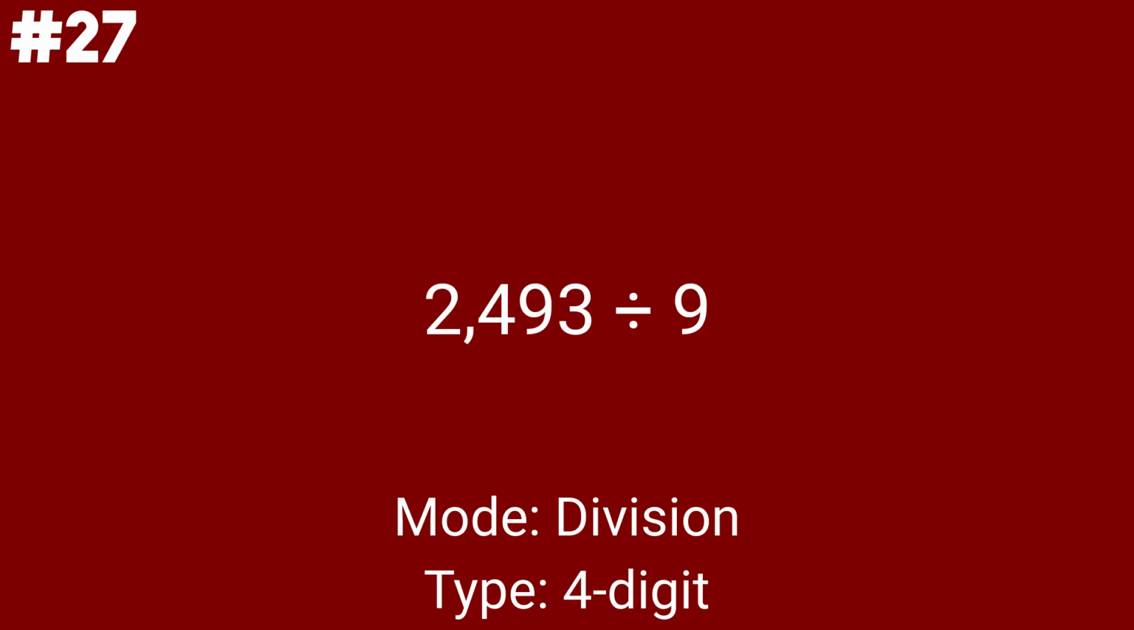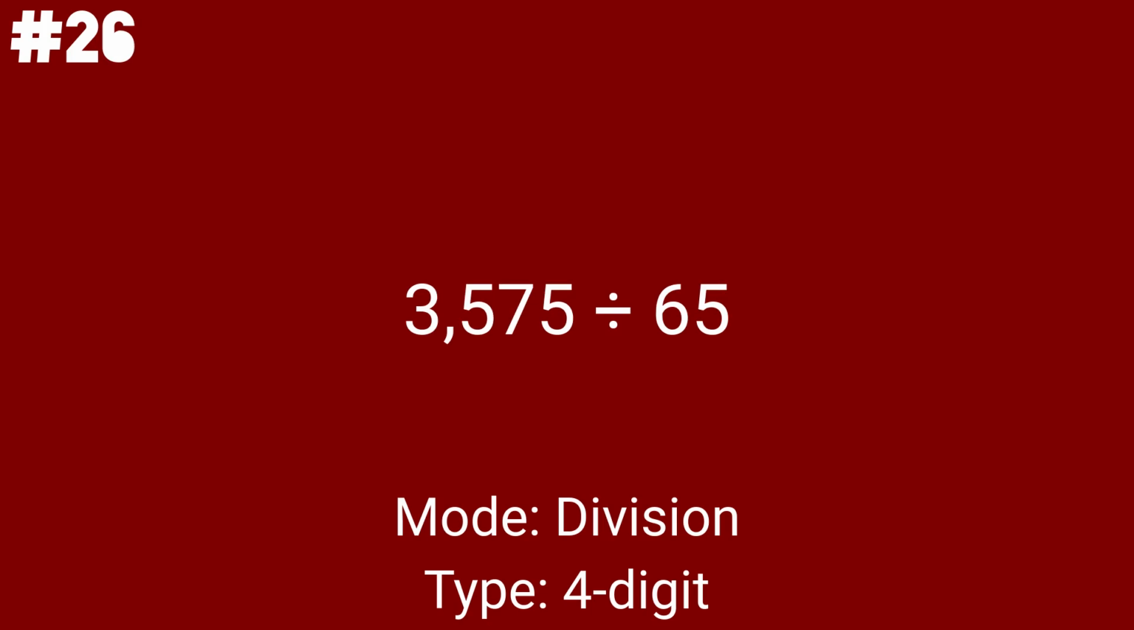2493 divided by 9 is one of these division problems when the divisor is 1 digit. Also, this is the 14th division problem. 3575 divided by 65 is the 15th division problem for today, and this is the first one with both numbers ending with a 5.